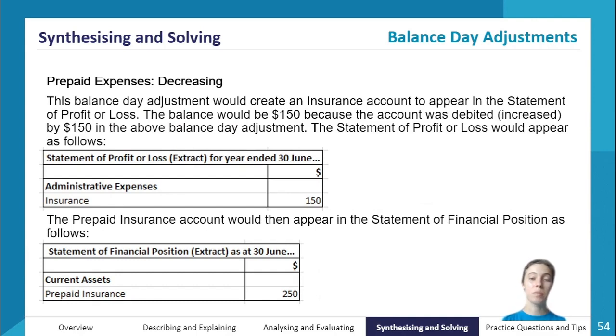Now this balance day adjustment would create an insurance account, and that would appear in the statement of profit or loss, and the balance would be $150 again because the account was debited in the previous balance day adjustment. So that would be how it would appear as an administrative expense. And in terms of the statement of financial position, the prepaid insurance would be $250 because, as we saw in the adjustment, that's what the value was supposed to be.